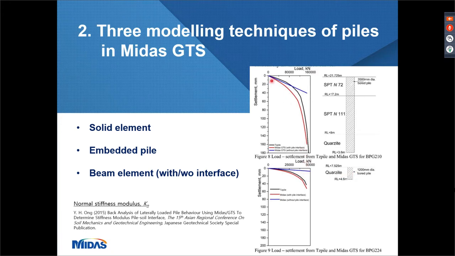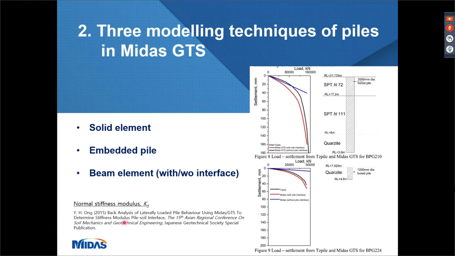Now, if you model the pile with interface, beam with interface using the highly non-linear TZ model, you are able to produce the load settlement curve with very, very high non-linearity, like as shown in the red color line here. Now, if you don't model the pile interface, the pile response will be linear elastic.